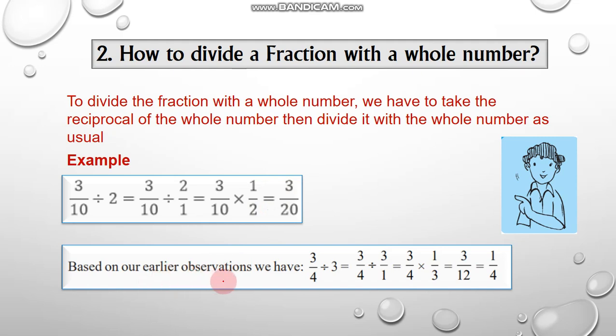So based on our earlier observation, if we have 3 by 4 divided by 3, that means what? 3 by 4 multiplied by 1 by 3. Reciprocal of this 3 is 1 by 3. Then 3 ones are 3 and 4 threes are 12. Now we can reduce this, that is 3 ones are 3 and 3 fours are 12. So the product is 1 by 4.